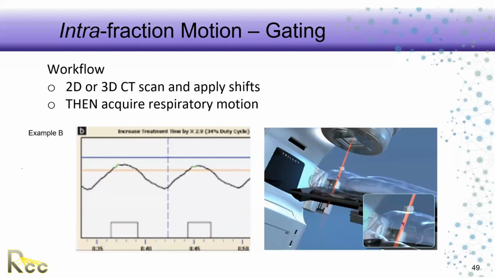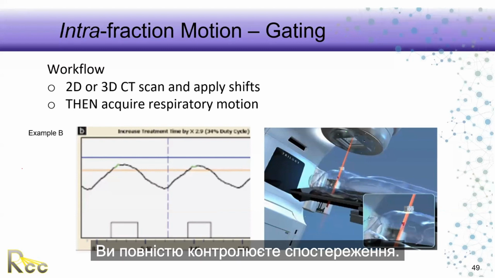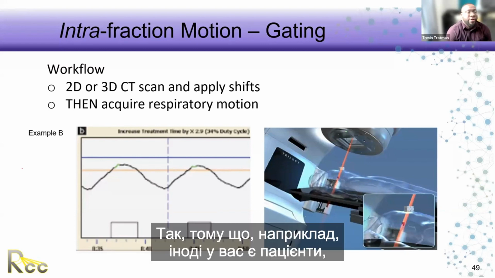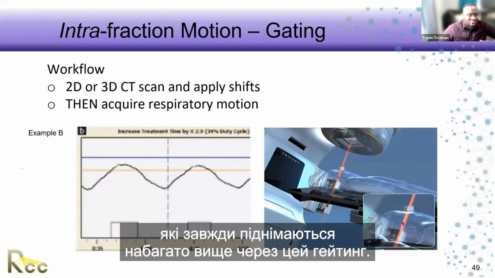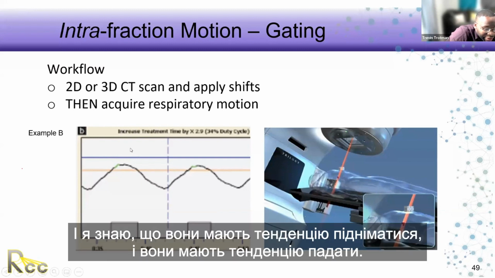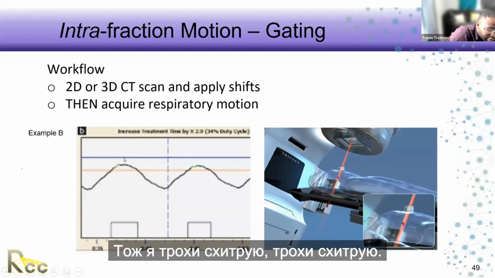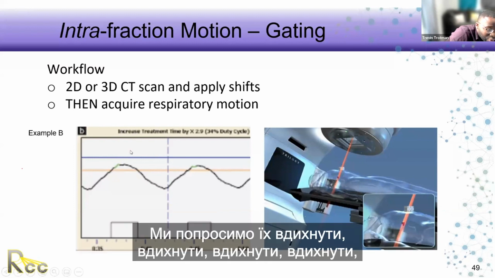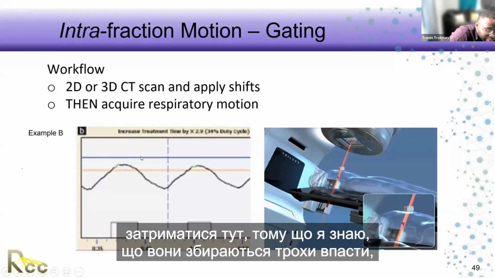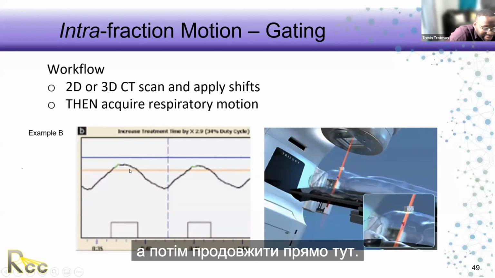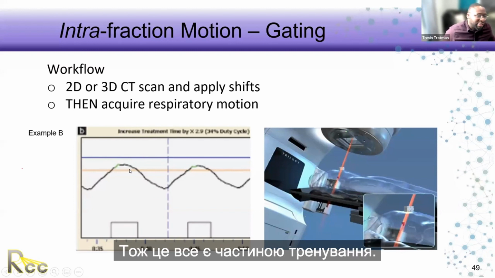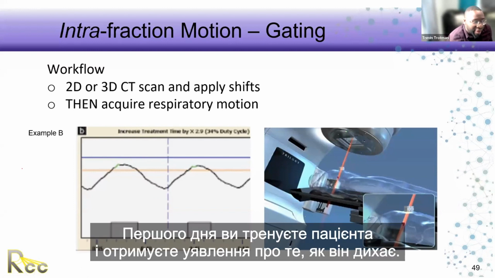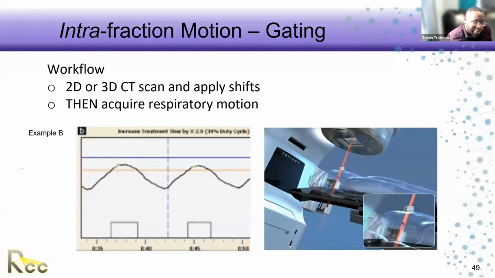Okay, so you actually control it by observation. Yeah, because for example, sometimes you have patients that are always going way up higher over this gate. And I know that they're holding, and I know they tend to go and they tend to drop. So we'll trick it a little bit. We'll have them breathe in, breathe in, breathe in, have them hold right here, because I know they're going to drop a little bit, and then beam on right there. So that's all part of the coaching. First day, you coach the patient and you get an idea of how that patient breathes too, in a way. Yeah, makes sense. Okay, thank you very much.